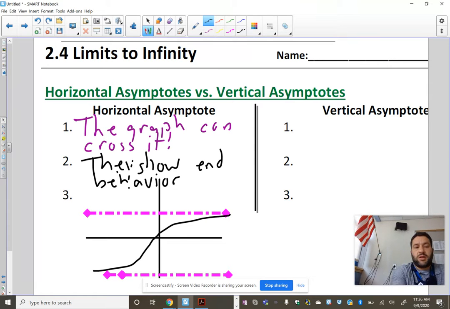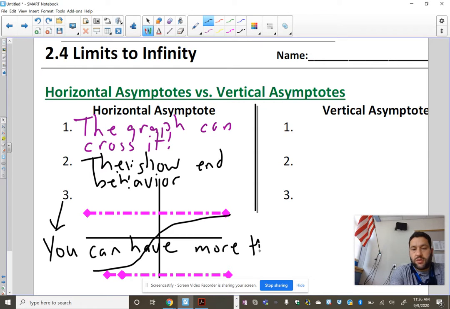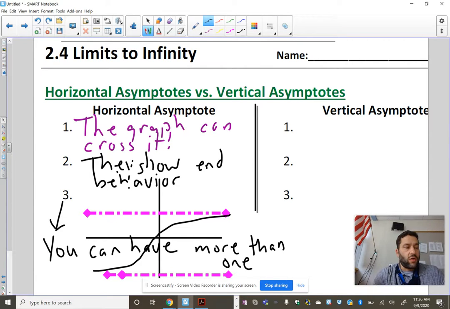Another thing we need to know, so number 3, is you can have more than one. Okay? There's nothing that says you're only allowed to have one horizontal asymptote. On the other side of it is our vertical asymptotes. Okay? And this is important for us to know.